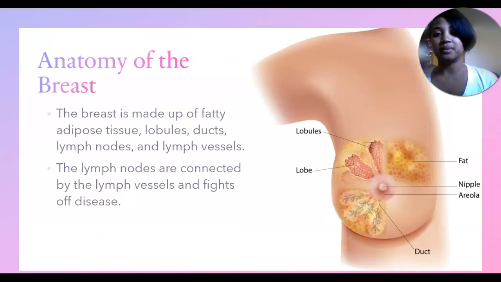Just to give you a little bit of anatomy of your breast. Your breast is composed of adipose tissue, which is fatty tissue, lobules, ducts, lymph nodes, and lymph vessels. Your lymph nodes connect with your lymph vessels and create a barrier, and this barrier fights any infectious disease that comes its way.